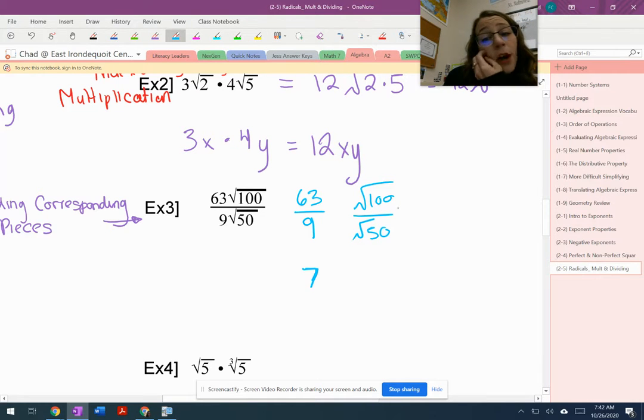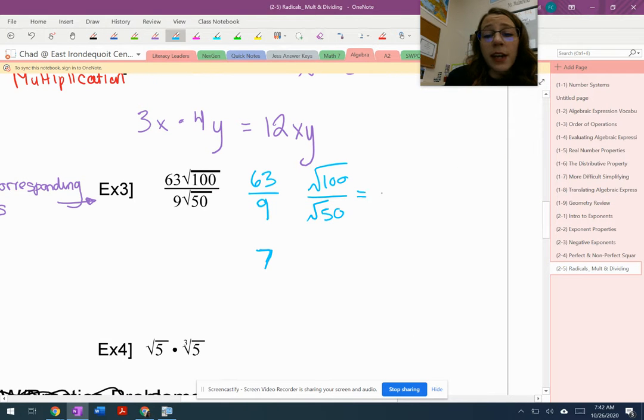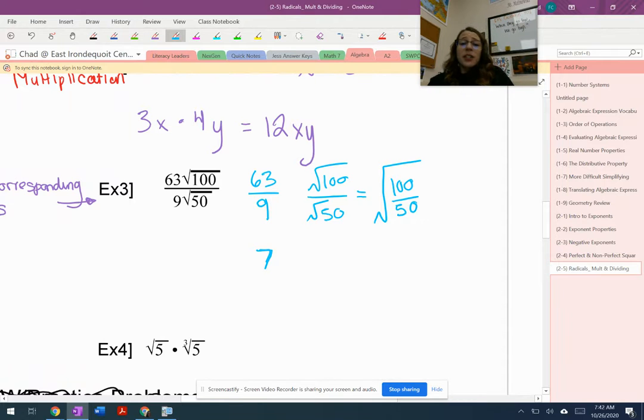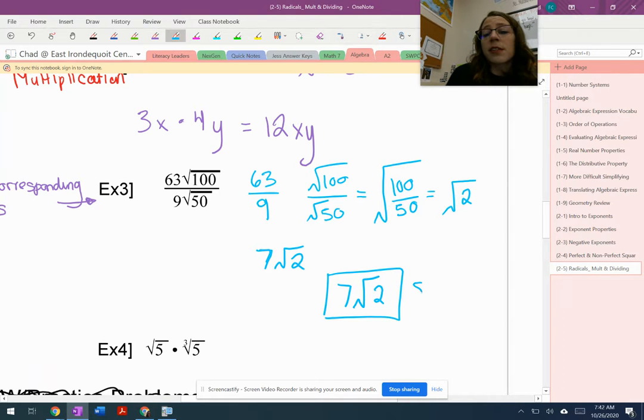Now the square root of 100 divided by the square root of 50, our little rule that we just learned told me that I can rewrite that as one giant square root of 100 divided by 50. Since I'm no longer inside 2 different radicals, I can do that division. 100 divided by 50 is 2. So that simplifies to the square root of 2. My final answer is 7 times the square root of 2. It's my final simplified answer.